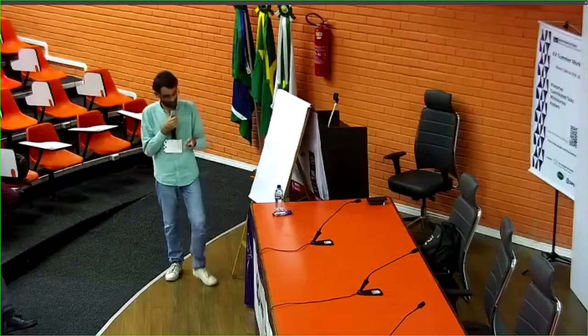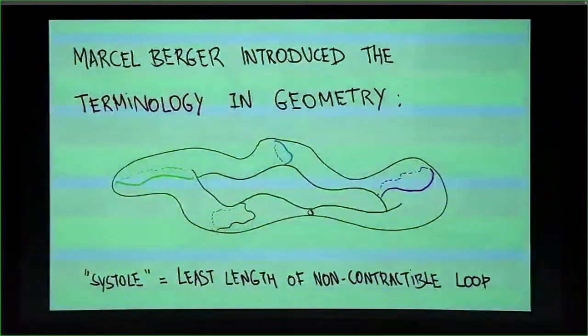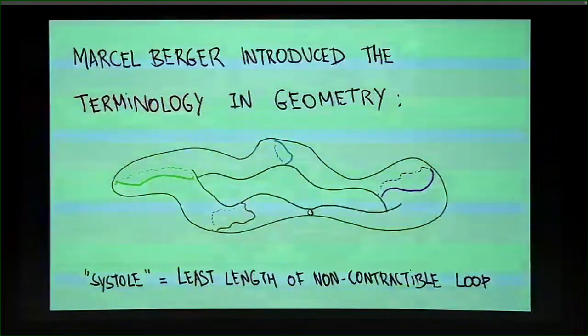So it was an idea of Marcel Berger, a great geometer of the 20th century, to describe a certain geometric invariant that he was interested in as the systole of the shape. So here we see a shape that is like a torus, and then we see lots of curves that are closed curves, and they go into the hole of the torus. And the idea is that because they go into the hole of the torus, they cannot be continuously deformed until a point. Okay, they get stuck in the hole.